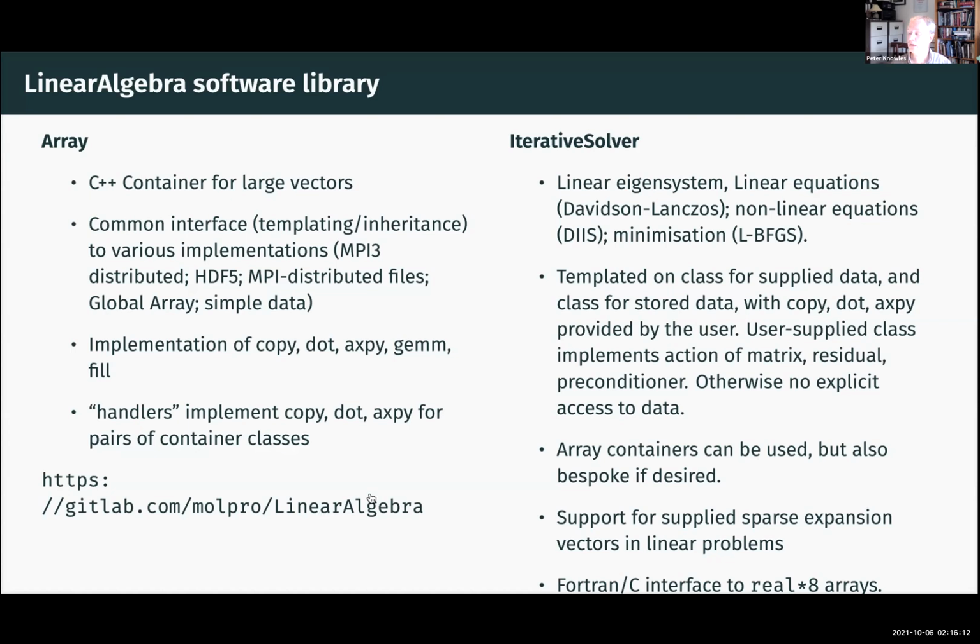So we now have this open library, which has got two parts to it. One is a set of containers, which are essentially objects, classes which can contain large data structures. And there are various different ways of implementing this, which all have the same interface. Either they can be in memory distributed with MPI3, or they can be, if you really want, on HDF5 files, or on disk files, distributed MPI, or global arrays, or even just simple data.